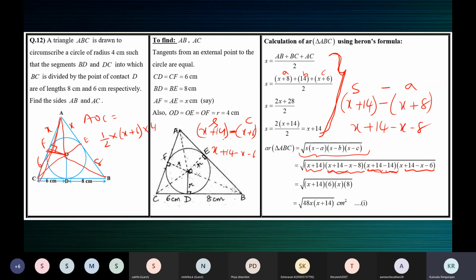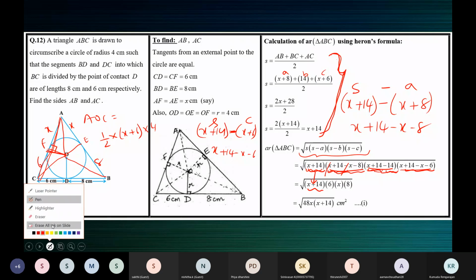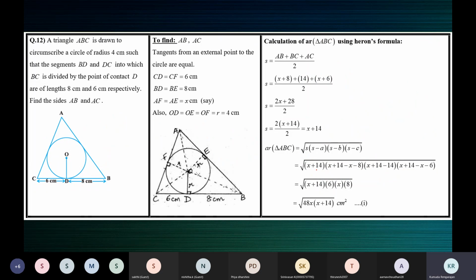Okay. So that's about substituting S into S minus A, S minus B, S minus C. Then on simplifying, this is what you get. X plus 14 from here. And here, X and minus X cancels. See, this one as it is, X plus 14 as it is. X minus X cancels, 14 minus 8 is 6. Here, these two get cancelled, X. X minus X cancels, 14 minus 6 is 8.